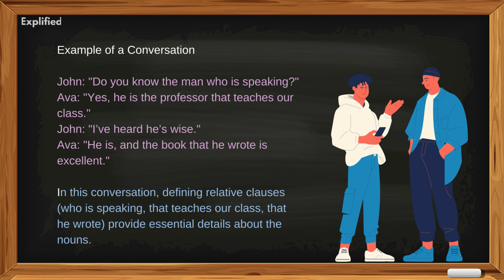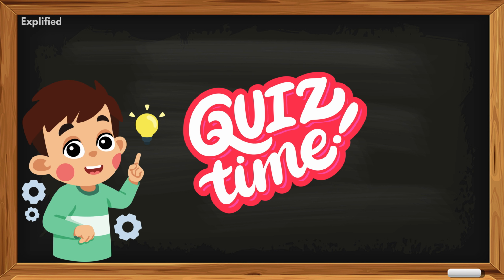Example of a conversation. Do you know the man who is speaking? Yes, he is the professor that teaches our class. I've heard he's wise. He is, and the book that he wrote is excellent. In this conversation, defining relative clauses, who is speaking, that teaches our class, that he wrote, provide essential details about the nouns.